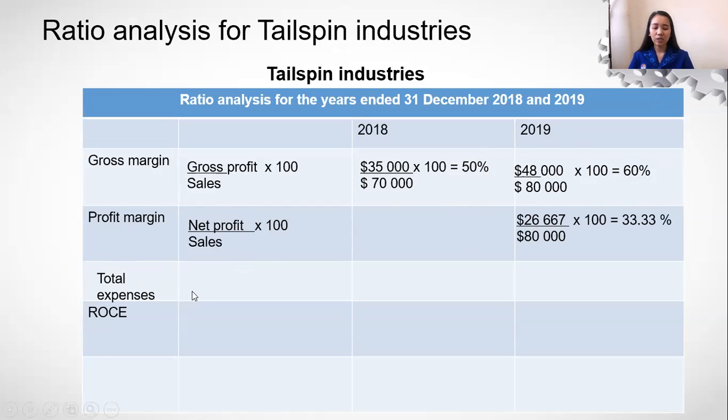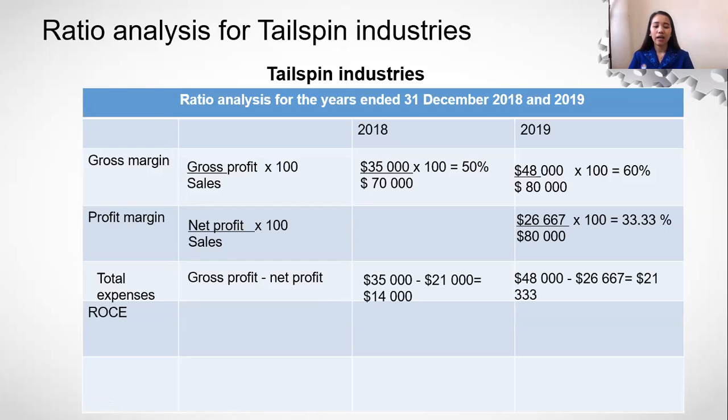And then total expenses, the formula is gross profit minus net profit. So in here we got all of the expenses. It's about 35,000 minus 21, we got 14,000, and then 48 minus 26,667 equals 21,333.